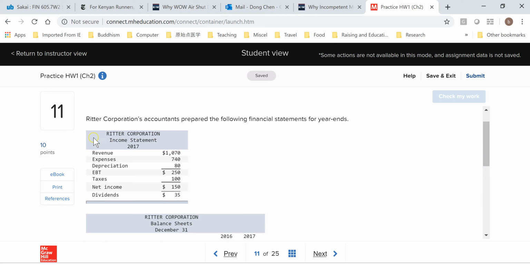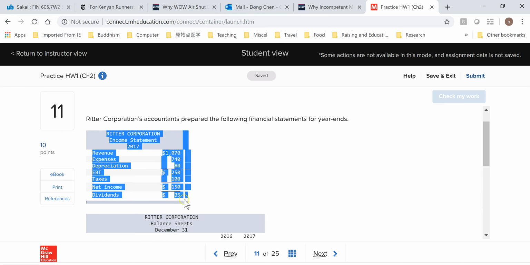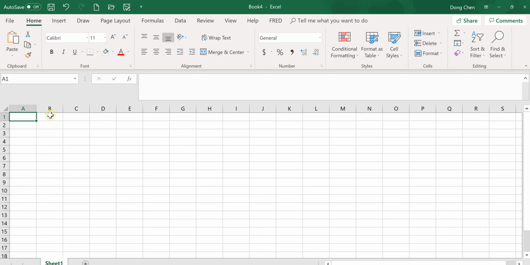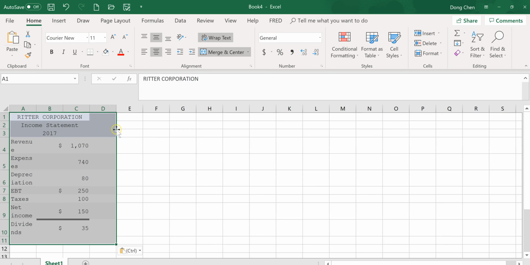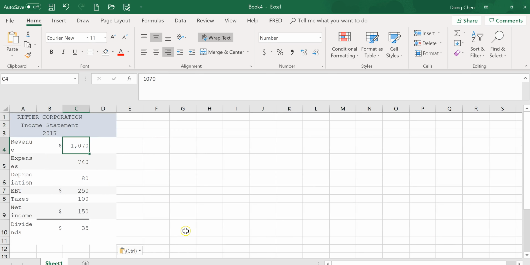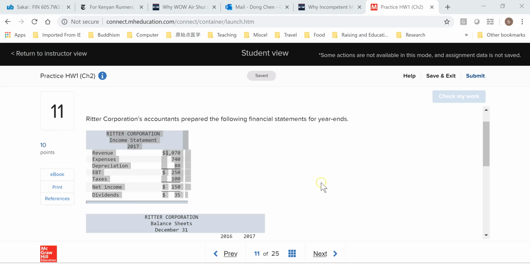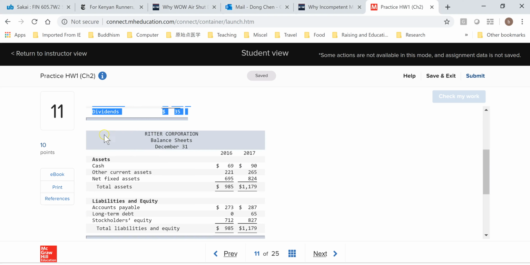So here I want to use Excel to solve this problem. Actually, one benefit of using Excel is that you can directly copy this into your Excel sheet. See that this is the income statement, and then we can also copy the balance sheet.